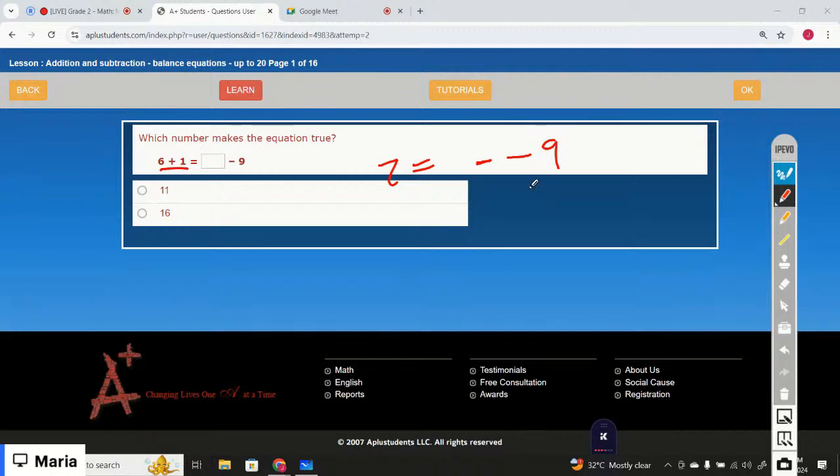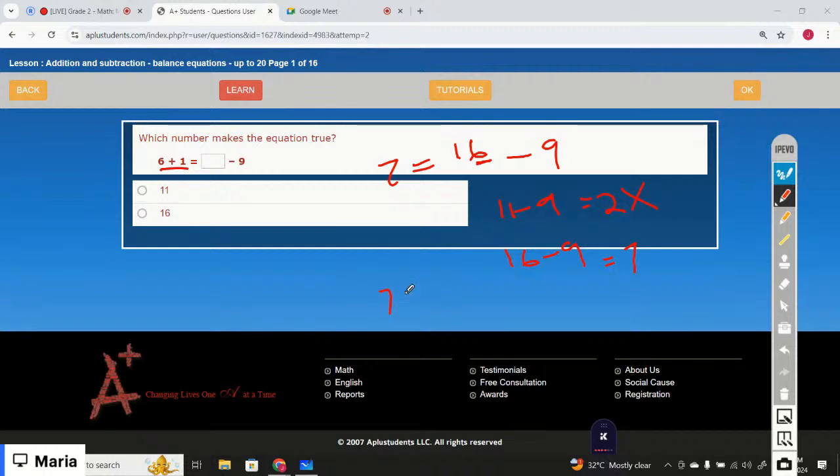You are given two numbers, 11 and 16. Let's see if 11 take away 9 makes 7. 11 take away 9 is 2. This isn't the correct option. Check with the second one. 16 take away 9. 9, 10, 11, 12, 13, 14, 15, 16, 17. Yes, 16 take away 9 makes 7, right? So that means the missing number is 16.